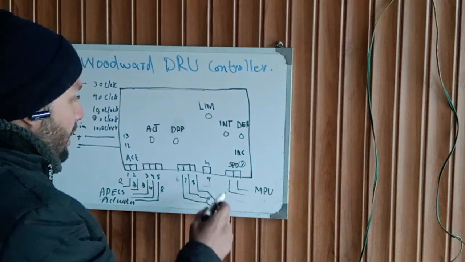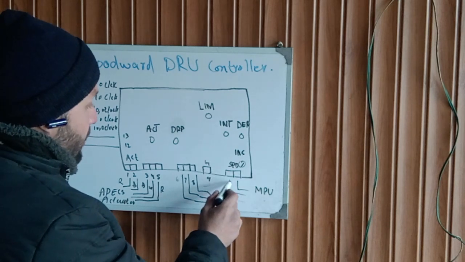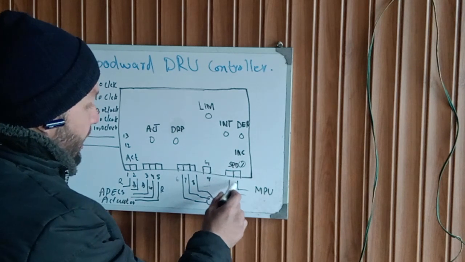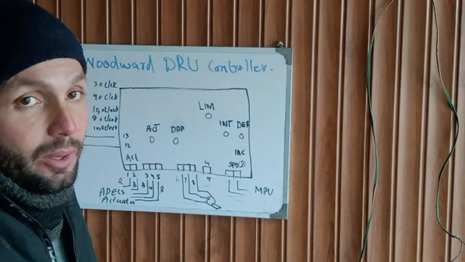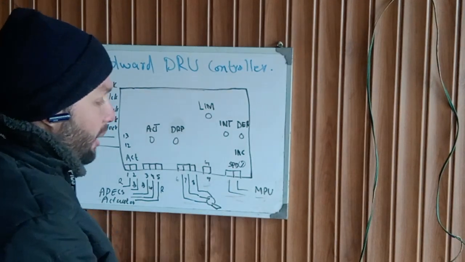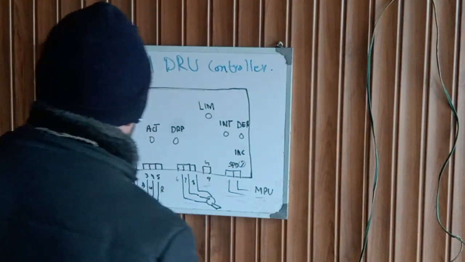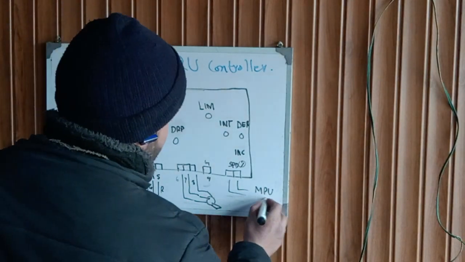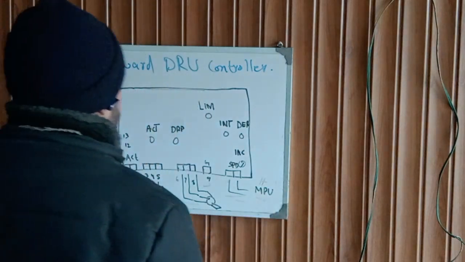After that, pins 10 and 11 are for the MPU. MPU means magnetic pickup unit, a speed sensor, or a Hall effect sensor.